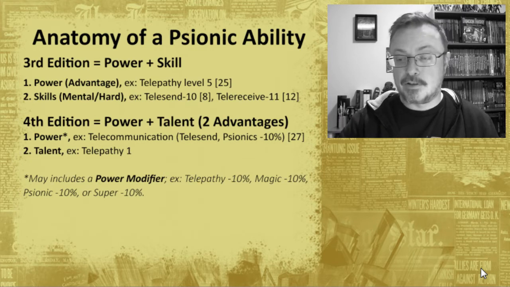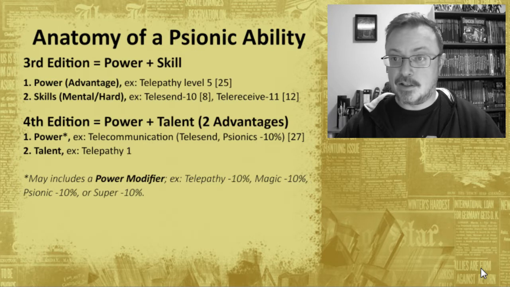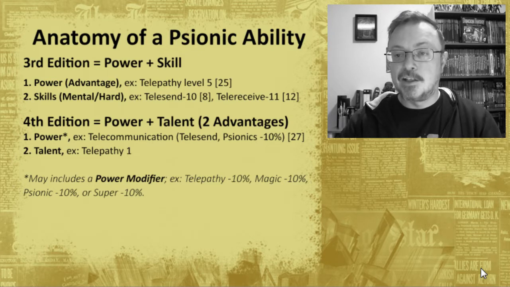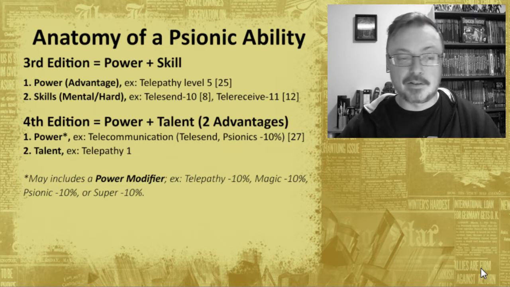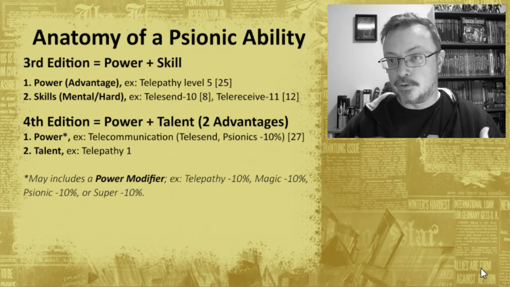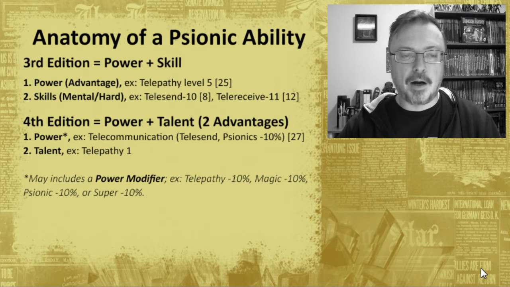So the fourth edition way of doing psionic ability and any other powers is that you buy an advantage, and then you are using things like IQ, will, in some cases health and strength for your success rolls, to see if you are able to pull off your power or not.